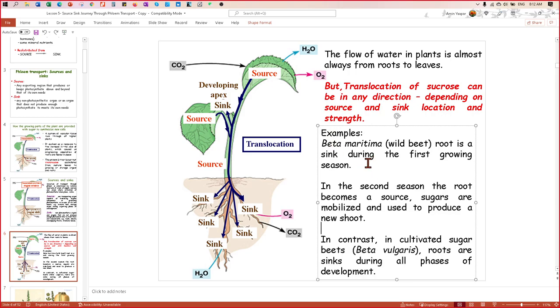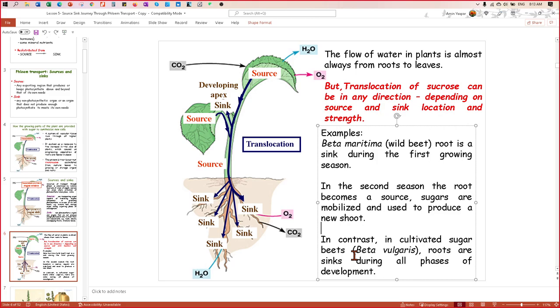All right, so let's have a look at the example of the wild beet, Beta maritima. When it's growing during its first season, the root is a complete sink organ, which is the normal understanding that we have now. But when it comes to the second season, the roots become a source. It mobilizes all this nutrient, and now the root has become the source. In contrast, the modern, cultivated beet, for example Beta vulgaris, the root is always the sink organ, despite the developmental phase of the plant. First season, second season, vegetative season, or anything, it is still the sink organ. That's why this particular plant can be turned into the sugar source for us.